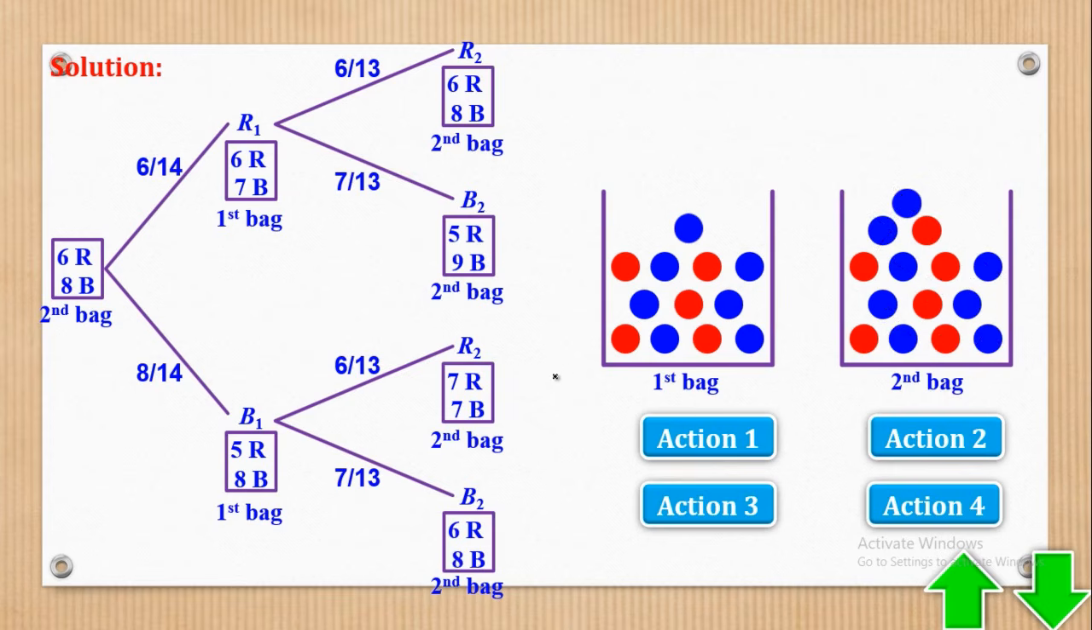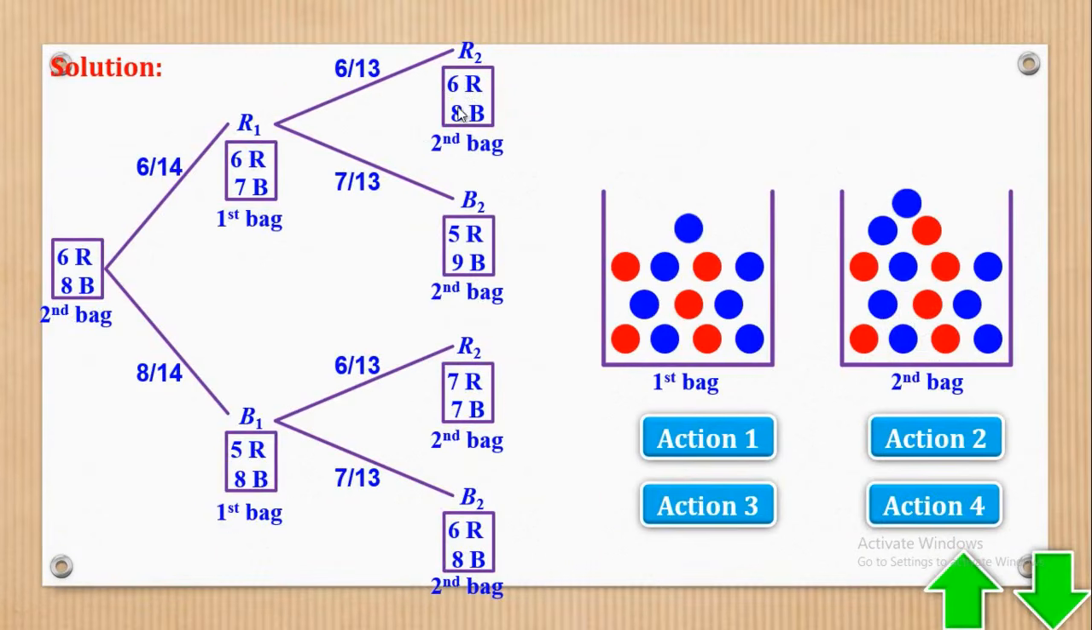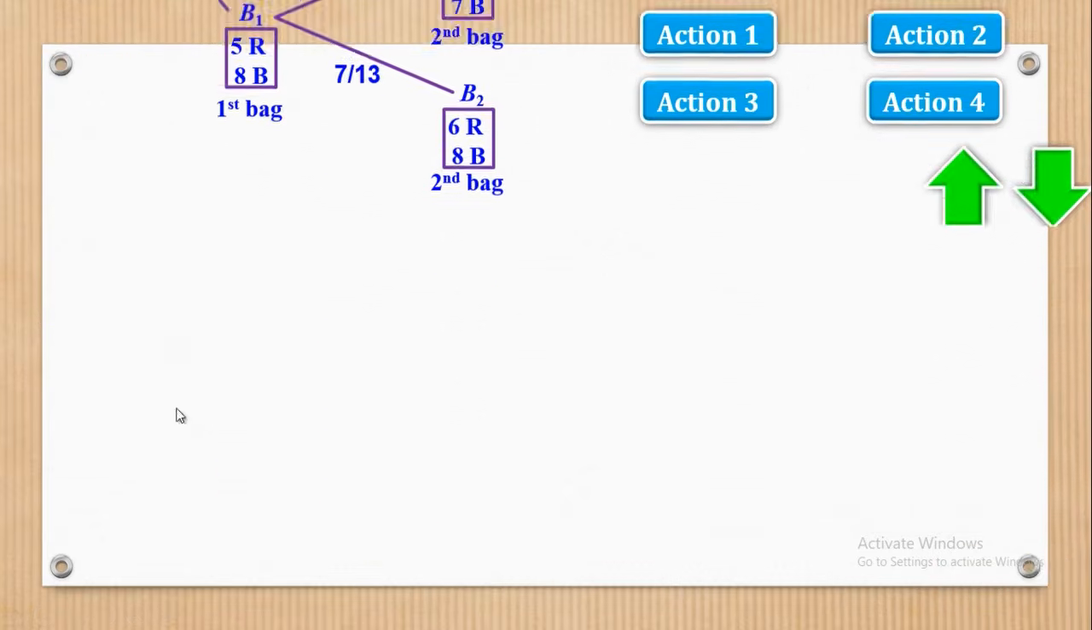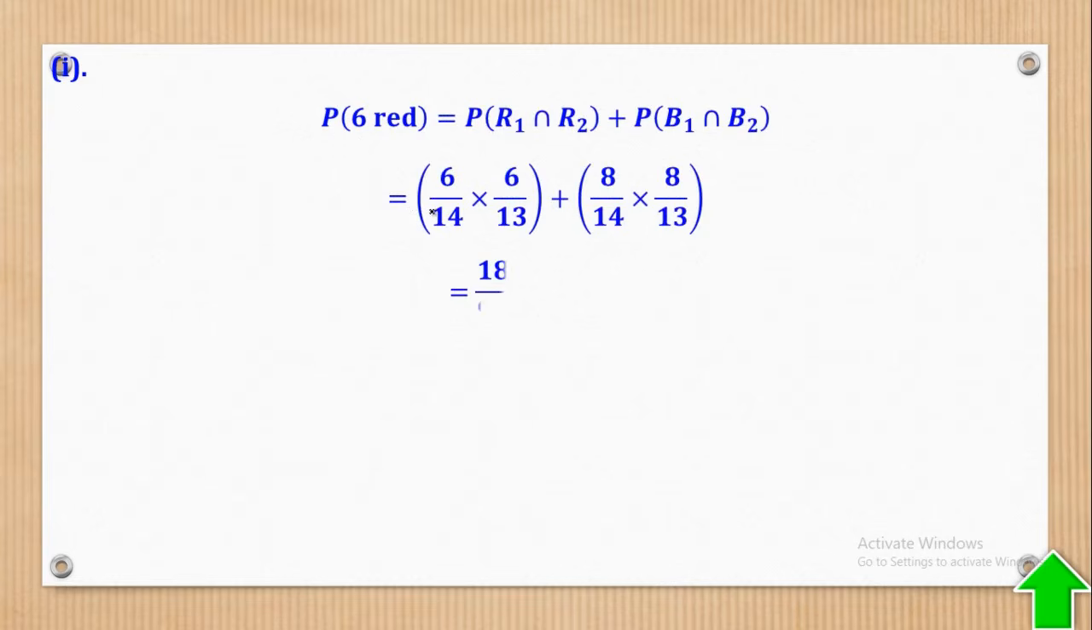Okay, so now that you have filled the tree diagram, we can answer the questions. So Roman 1 says probably that there are 6 red marbles in the second bag. So 6 red, we have here 6, we have this 6 and also this 6. So the branch they want is this times this plus this times this. So let's do that in the next slide. So you come and substitute, then we can get the answer they want. So that is Roman 1.